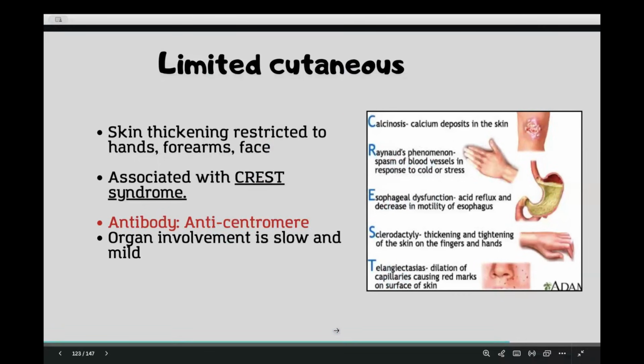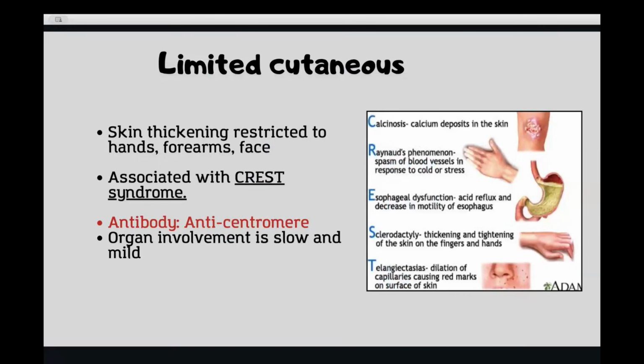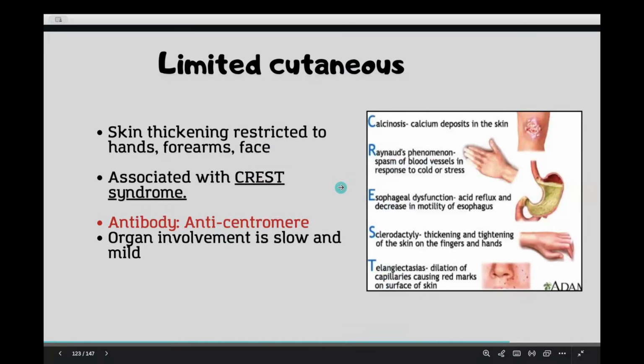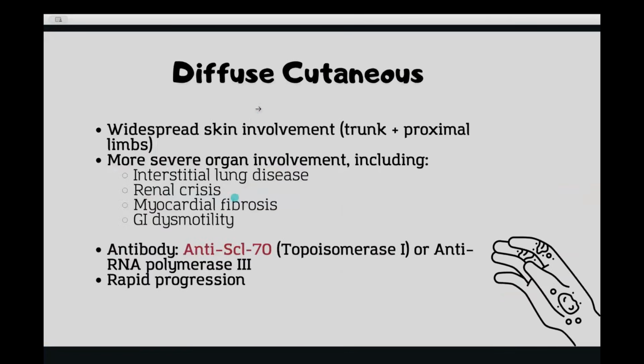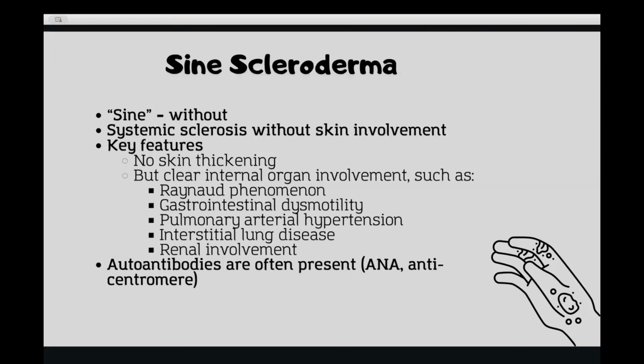I'm pretty sure, as I said, we're going to have a PAL session on this. So you can just come back to the slides if you ever had anything missing. So this is the calcinosis, as you can see on pictures. And diffuse cutaneous, we have widespread skin involvement plus organ involvement, including the interstitial lung disease, renal crisis, myocardial fibrosis, and GI dysmotility. The antibody is anti-SCL70.